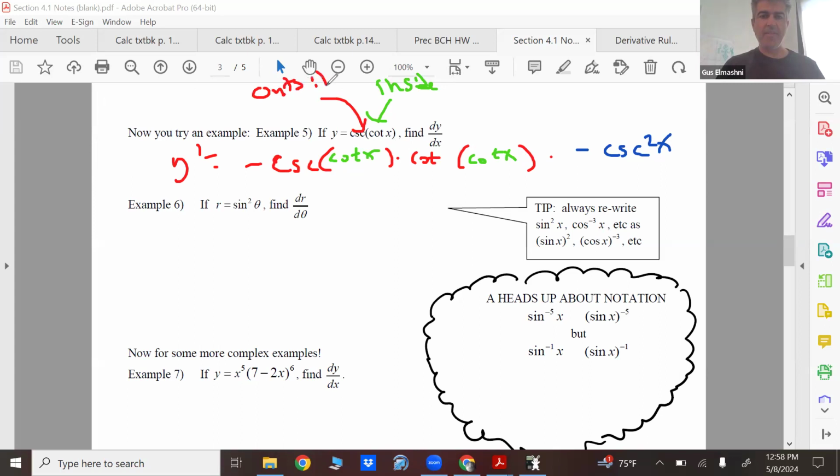I'll slow it down. I know it's a little funky. The outside function is cosecant. The derivative of cosecant is negative cosecant cotangent, right? So I took the derivative of cosecant, which is negative cosecant cotangent, and put these little blanks here. Inside the blanks goes the inside function, which is cotangent. Then I take the derivative of cotangent, my inside, and that's negative cosecant squared x.